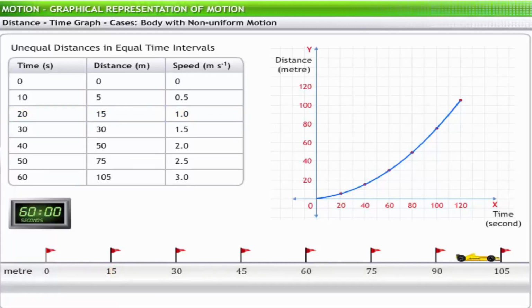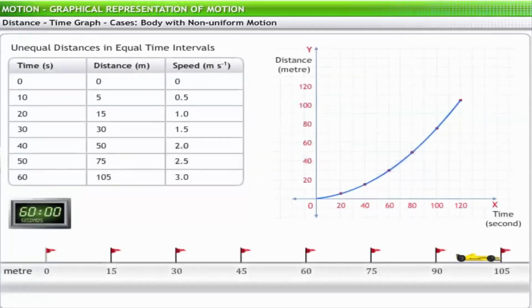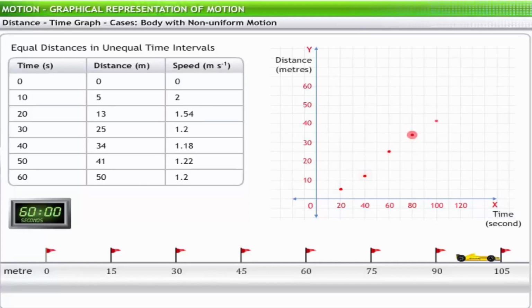We observe that the speed of the body increased with time at a constant rate. Hence, we can say that the body moves with uniform acceleration. Thus, for a body with uniformly accelerated motion, the distance-time graph is in shape of a parabola. Now let us consider a body moving unequal distances in equal time intervals. As you can see, a graph plotted based on the data provided again shows a curve.